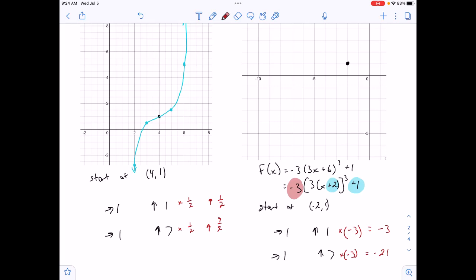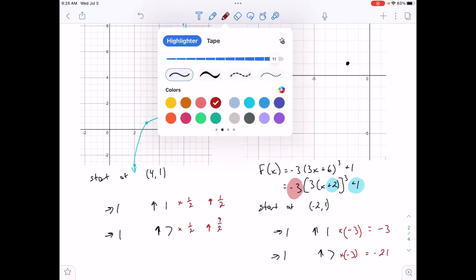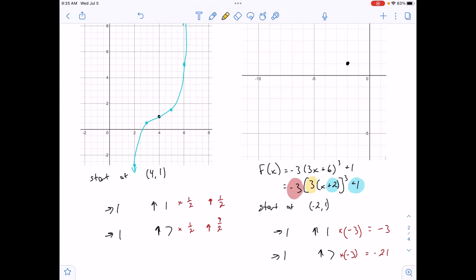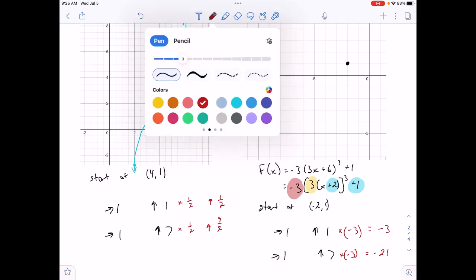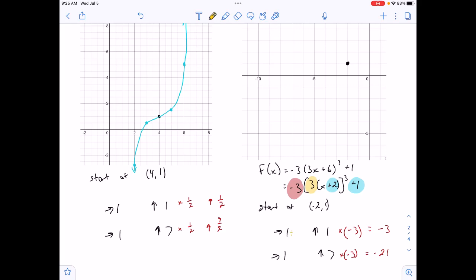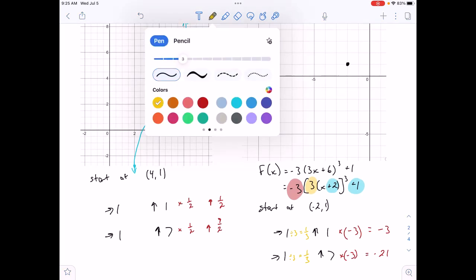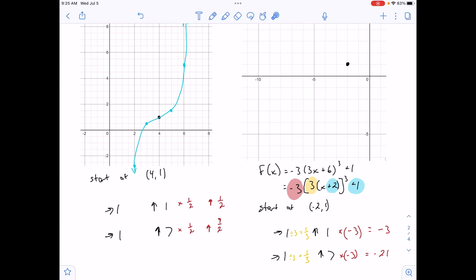And then I have a horizontal stretch as well that I need to consider. It is going to be, in fact, a compression because I need to be dividing everything by 3. So instead of going to the right by 1 every time, I'm going to be going to the right by 1/3 every time, which is going to be a little bit difficult to show on this graph, but I'll do my best. So I start at my starting point, I go to the right by 1/3, and I'm going to go down by 3. And that's where my first point is going to be.